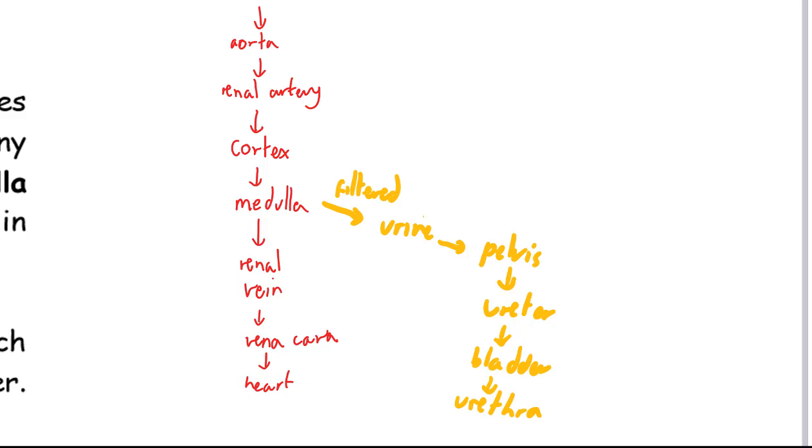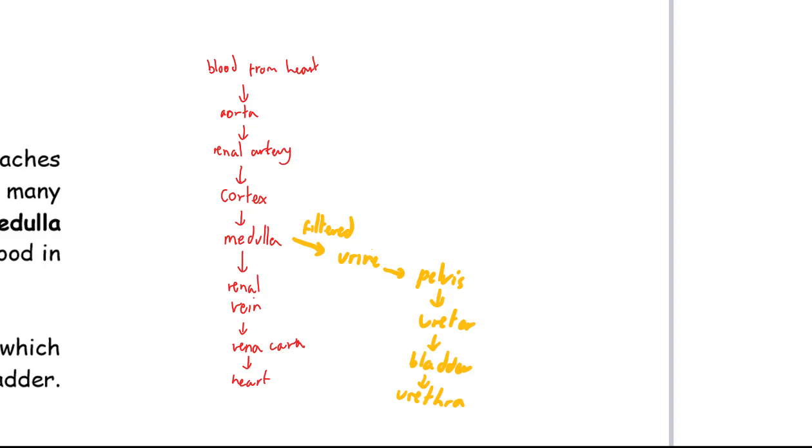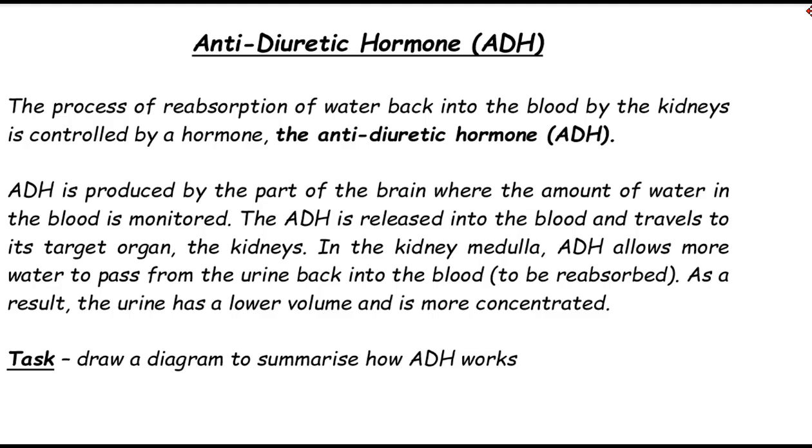So that's basically summarizing all that. This section shows the flow of blood, and this section shows how urine is produced and leaves the body. Now, because this is the hormone section, you might have been thinking, where do hormones come into it? The main hormone which carries out osmoregulation is anti-diuretic hormone.